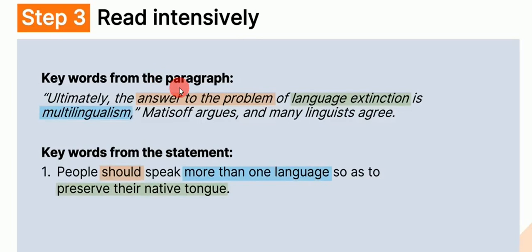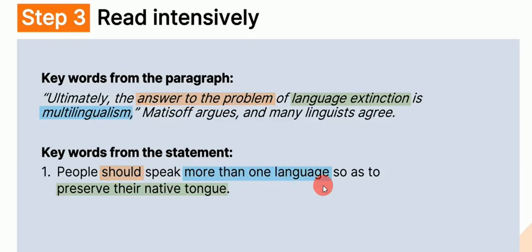Here is the sentence from the paragraph which contains the keywords and the statement from the question. Now, read it intensively, paying attention to the vocabulary. Ultimately, the answer to the problem of language extinction is multilingualism, Matisoff argues, and many linguists agree. For example, the phrase, the answer to the problem, could be paraphrased as what should be done about the problem. And as you can see, the word should in the viewpoint statement.